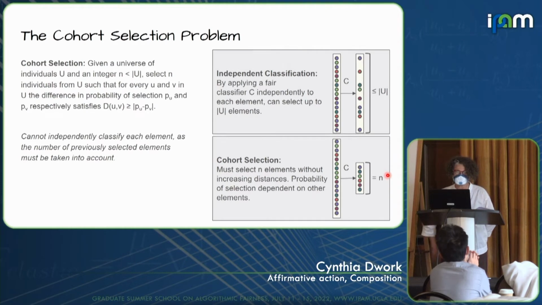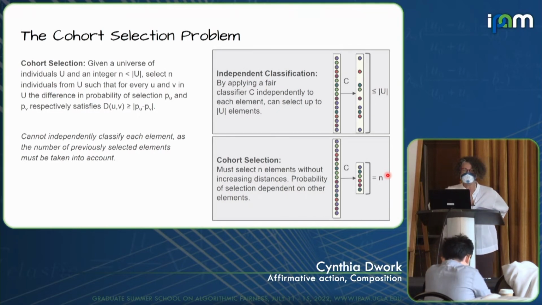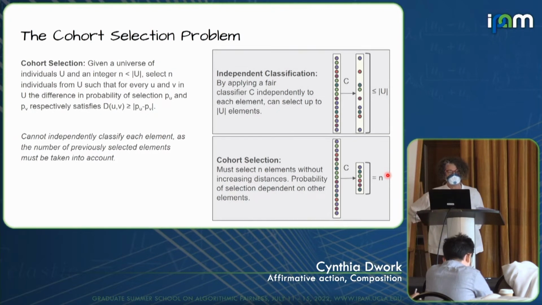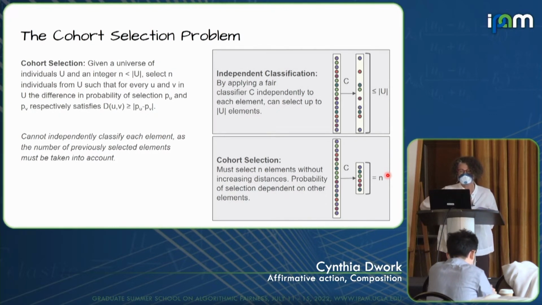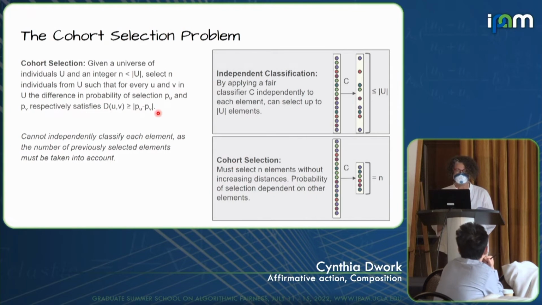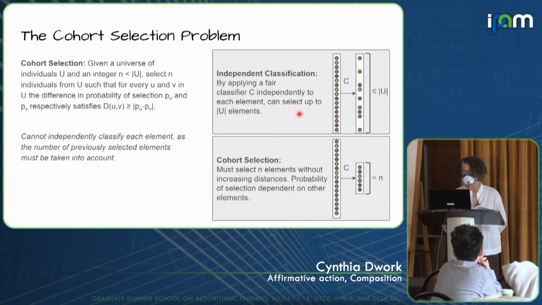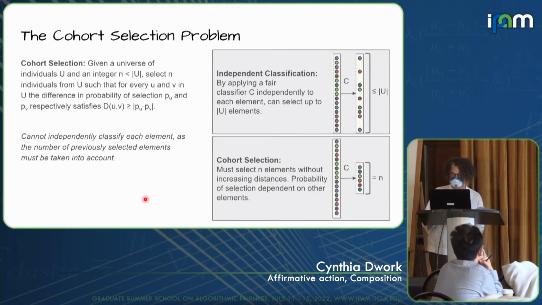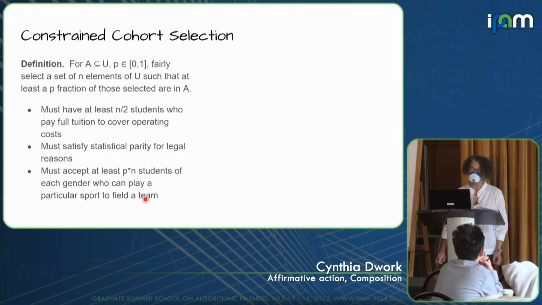Okay. So I'm going to focus for a moment on the cohort selection problem. So we're given, again, our universe of individuals, U, and an integer, n, and we want to select n individuals from U so that we maintain individual fairness. And again, the point is, up till now we've been talking about completely independent classifications, and now we can't. So here's a negative result.